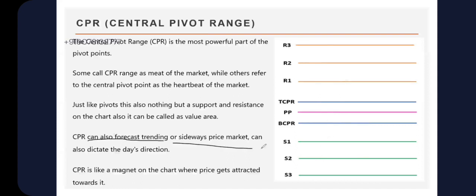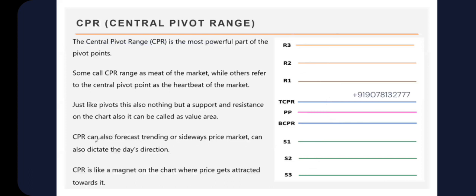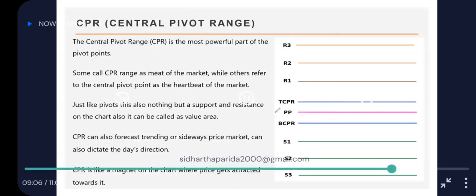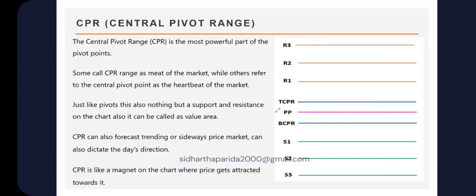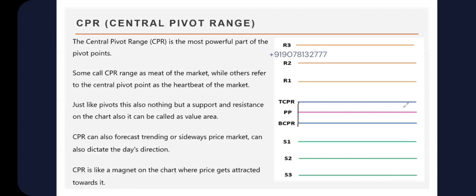CPR can also forecast a trending or sideways market, and can dictate the day's direction. We are going to discuss that in the next chapter, but it can forecast a trending or sideways market so that you have an edge, right? Before the market opens, if you know whether you are going to have a trending or sideways day, CPR many times can tell you that. CPR is like a magnet on the chart where price gets attracted towards it. What happens with a magnet? It attracts, right? So if price is trading here, most of the time it gets attracted towards the CPR.